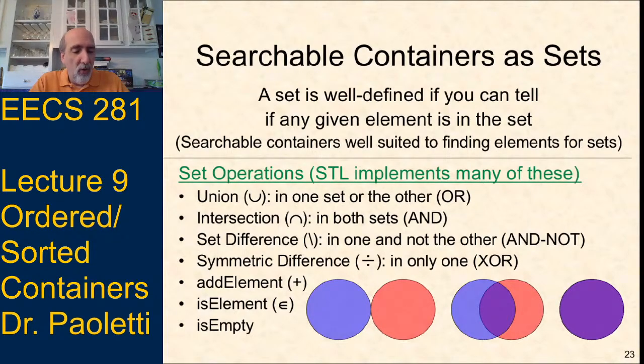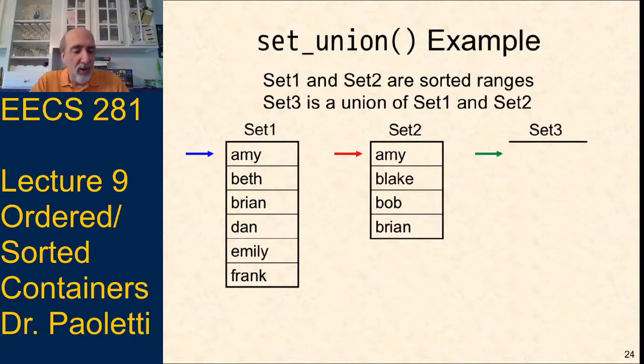What we're going to do is an example here, and we're going to make a few restrictions on our sets. First of all, our sets are going to be sorted ranges. What we consider to be a set is going to have to be a sorted range. It could be a sorted vector, a sorted linked list, sorted deque, doesn't matter. It's just got to be a sorted container.